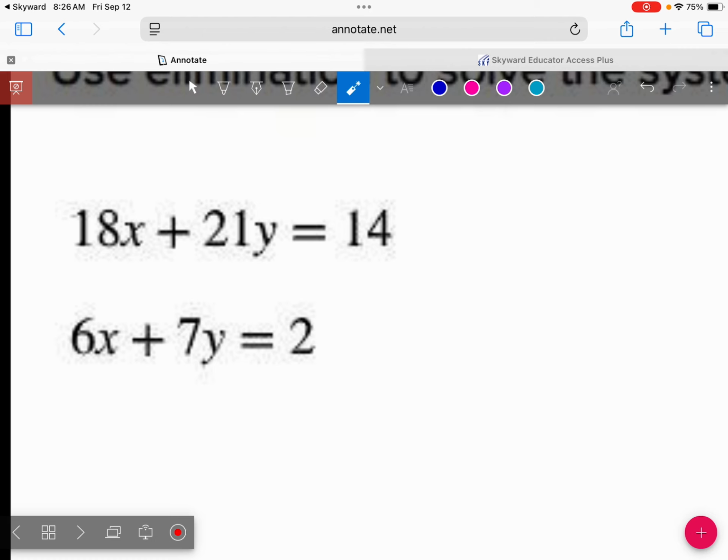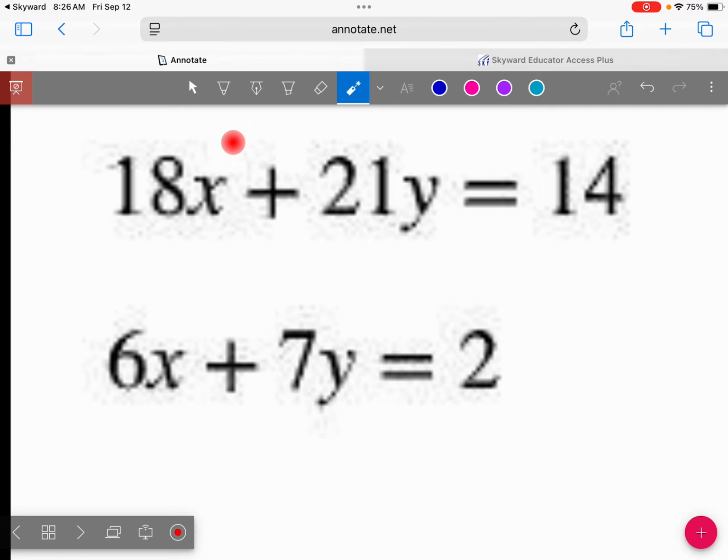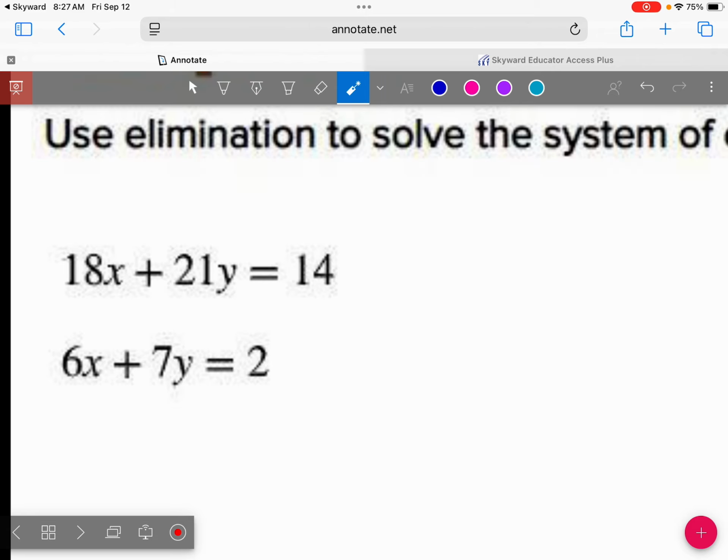Again, we want to have the same number with the opposite sign for at least one of our letters. I've got an 18x and a 6x. Those don't match. And I've got a 21y and a 7y. Dang it, neither one of them is already done for us. So we have to pick a letter that we would like to eliminate. Which letter do you want to look at, x's or y's? X. Let's go for x.